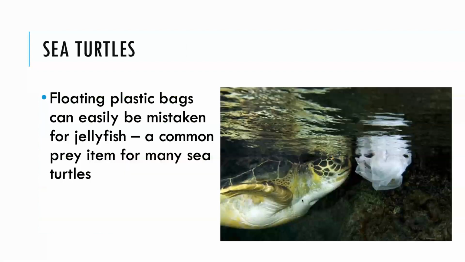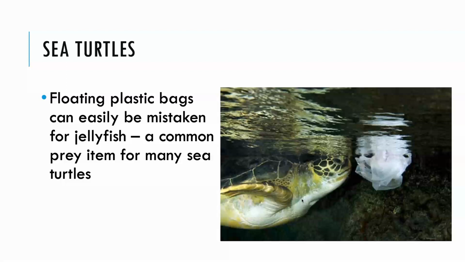Some examples: sea turtles. Floating plastic bags look like jellyfish, which is what they eat. And so they eat the plastic bag thinking it's a jellyfish, and they end up clogging their digestive systems, which can cause death. This is a problem for not just these organisms, but anything that lives in the water. They can get their gills clogged with bits of plastic. They can consume plastic and experience poisons from them, etc. So it's a big problem.